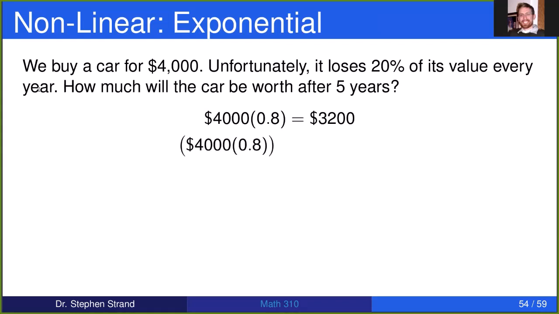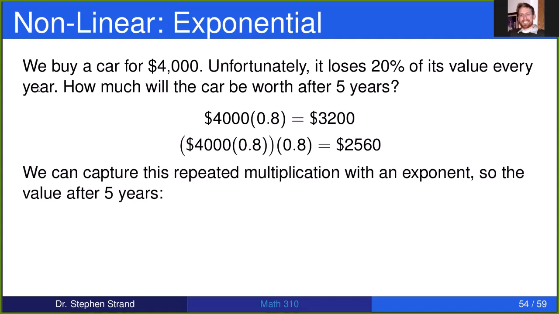But what I'm going to do is represent the value at the beginning of the year with $4,000 times 0.8 or 80%, and then multiply that by 0.8 again, to find 80% of that value. And the reason I want to do that is because if it's only keeping 80% of its value every year, then every year we're going to multiply by another 0.8. And that repeated multiplication we can represent as an exponent.